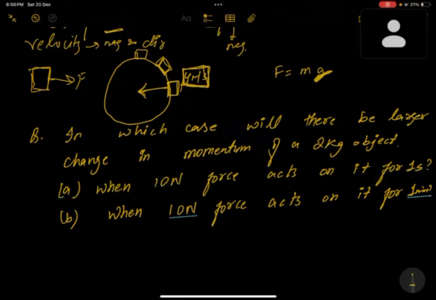Then option B. Yeah, right. In 1 second there will be some acceleration for only 1 second. In the larger time there will be a very large change in velocity. Mass is constant, and momentum is mass into velocity. So in the second case there will be a larger change, right?